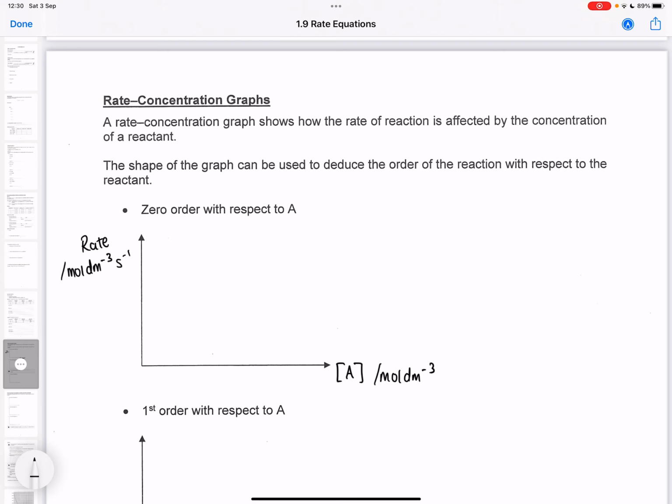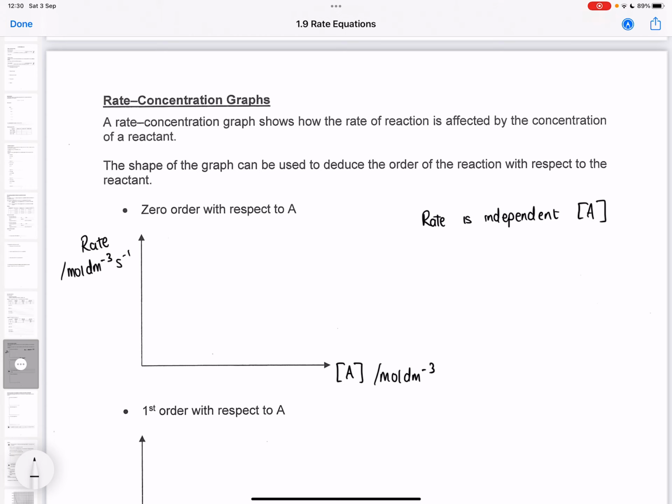Now, if a reaction is zero order with respect to A, what that means is that changing the concentration of A has zero effect on the rate. Rate is independent of the concentration of A. So we can write that, rate is independent of concentration of A. But what does that mean for the graph?